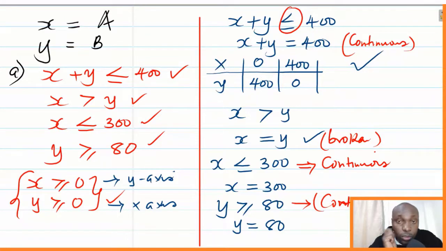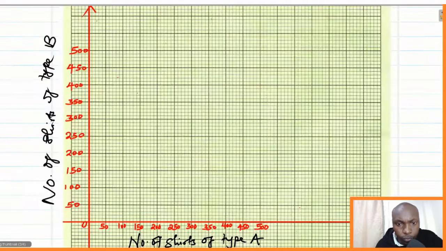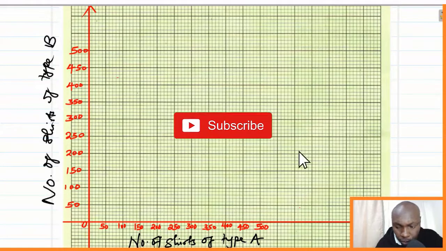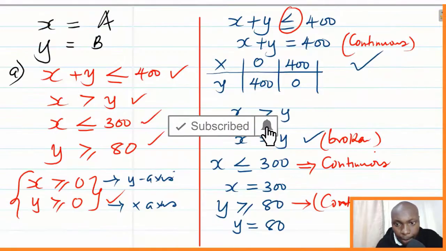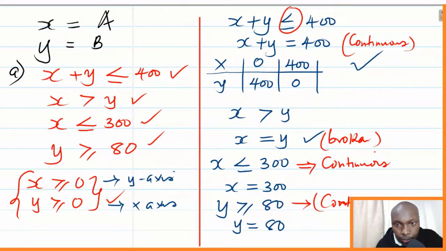So let us go straight to the graph and plot them. So the graph is here. I've already drawn, for the interest of time, the x-axis and the y-axis. So the y-axis is the number of shards of type B, then the x-axis represents the number of shards of type A. The scale I've used is 1 centimeter represents 50. So I'll start by drawing the first one, that is x plus y equals 400.